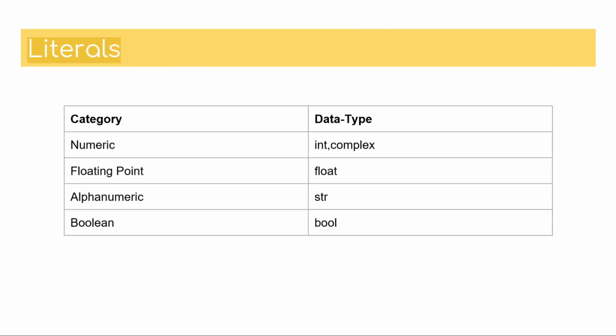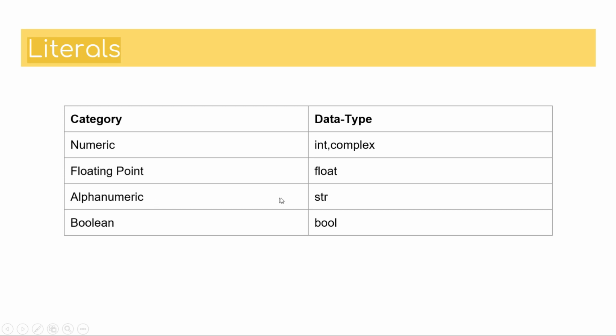So literals are data values. Let us say you want to store some numeric value. So you can use the data type int or complex. We have come across complex numbers in mathematics or electrical engineering, where imaginary numbers cannot be represented on the real plane. So Python provides a complex type also. If you want to write decimal numbers, they come in the category of floating point and the data type is float.